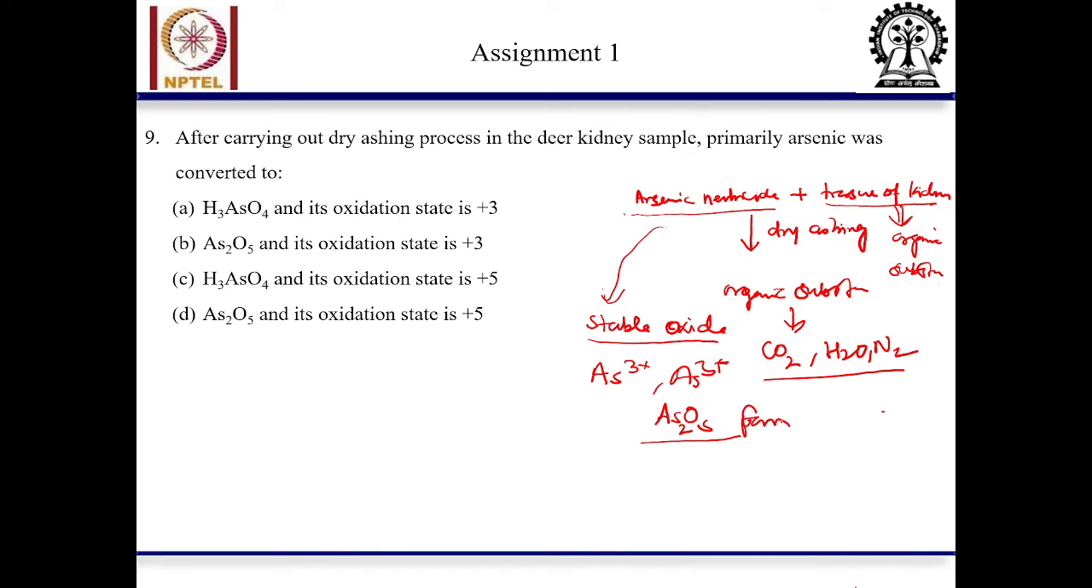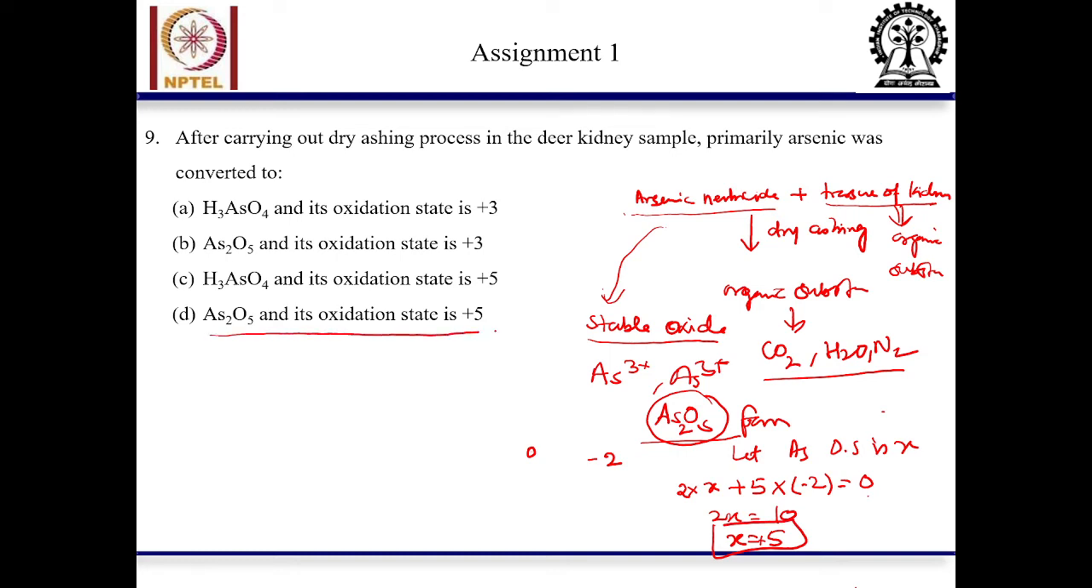Now the question is asking for the oxidation state. We know that in oxides, the oxidation state of oxygen is -2. Let the arsenic oxidation state be x. So 2 times x plus 5 times -2 is equal to 0, because the charge on the compound is 0. From here we can find that 2x is equal to 10, x is equal to plus 5. So the arsenic oxidation state is plus 5. The answer is D: As2O5, with oxidation state plus 5.